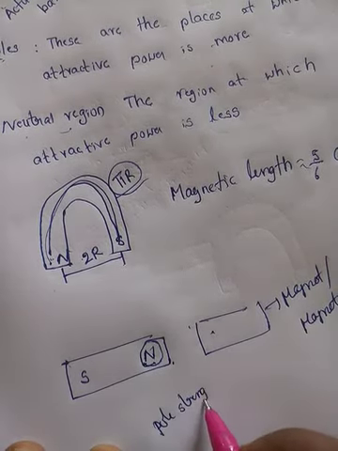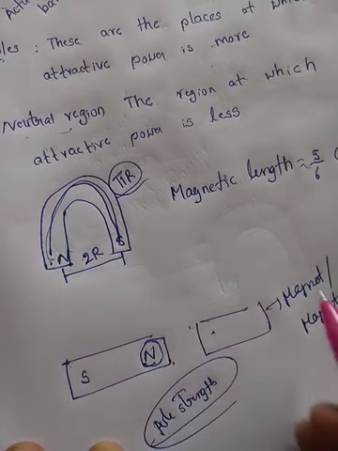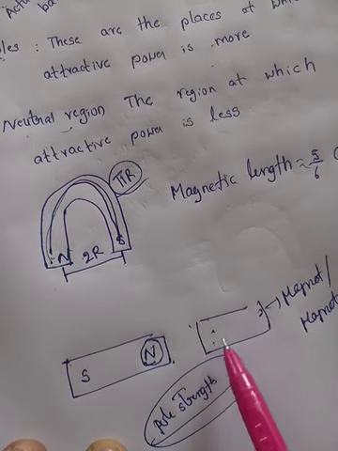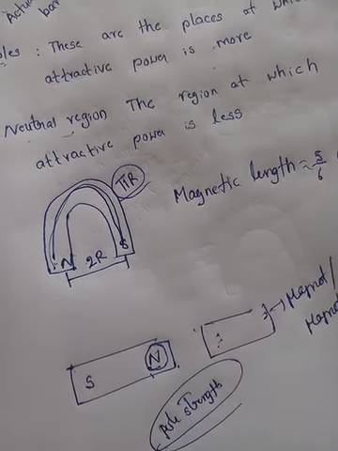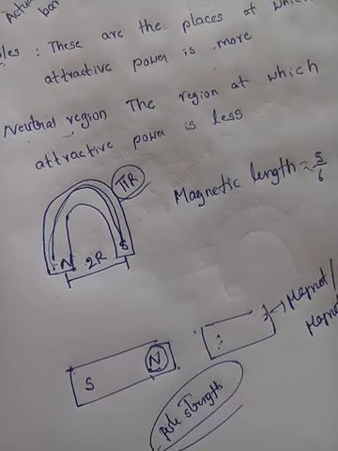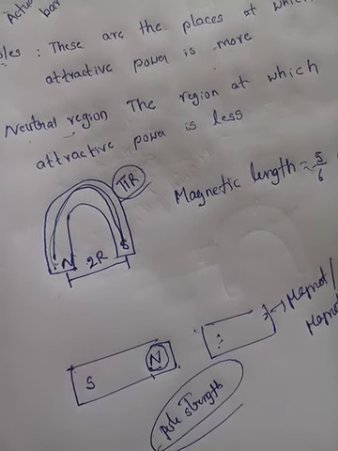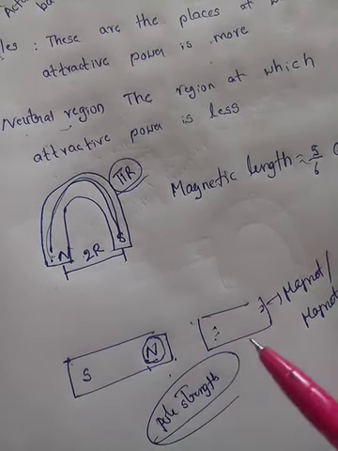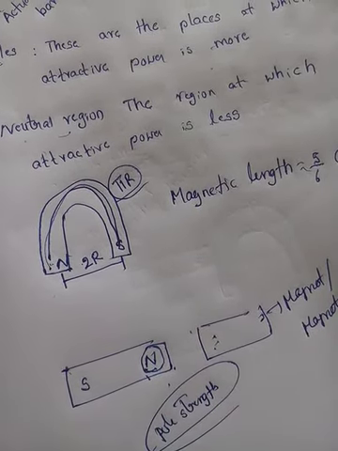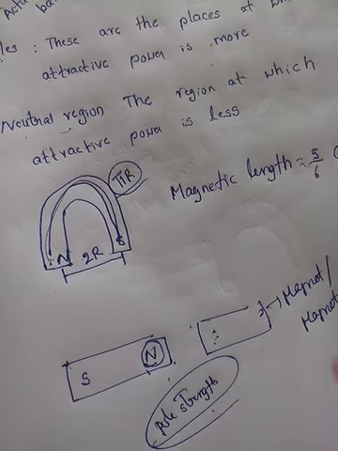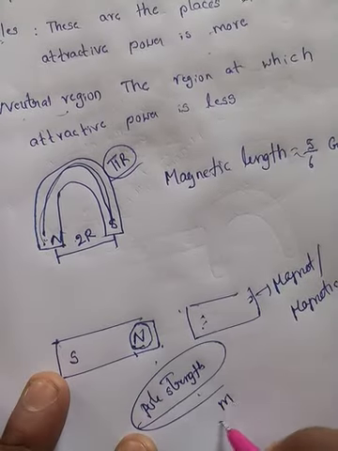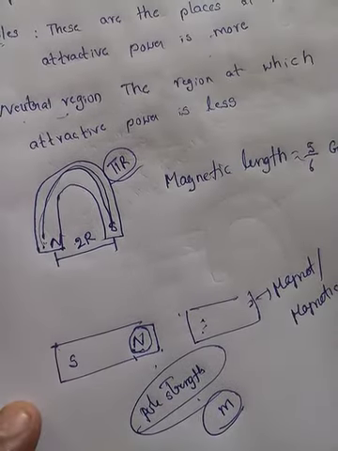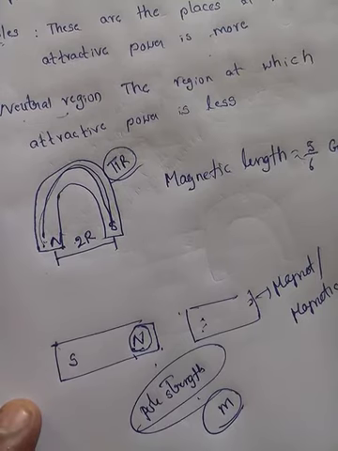So, what is pole strength? You can say that when you bring a magnetic substance or a bar magnet, what will it do? If it is of same poles, it will repel. If it is of opposite poles, it will attract. So, that ability of attracting or repelling a magnet or magnetic substance is called what? Pole strength. It is represented by the letter small m. So, this is called what? Pole strength.